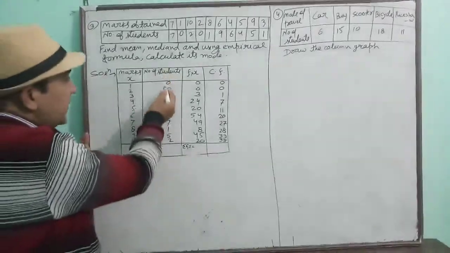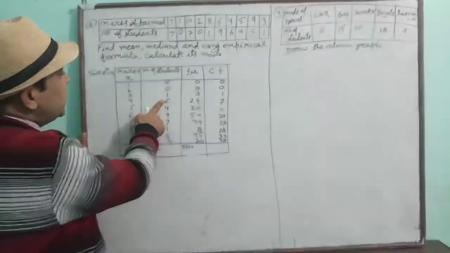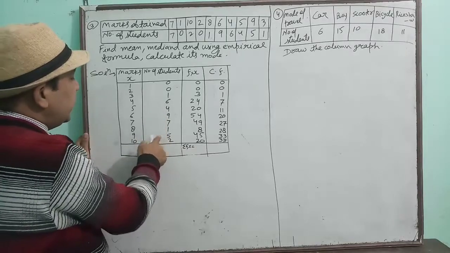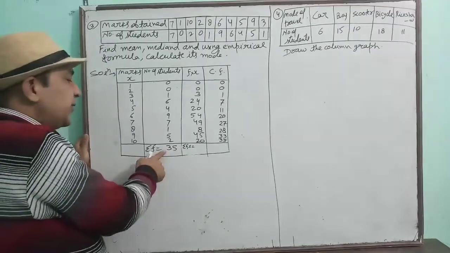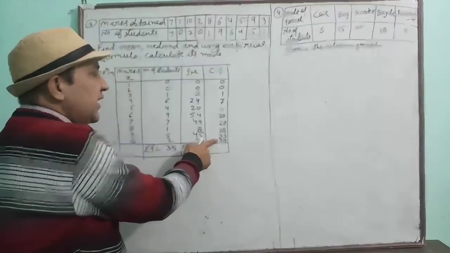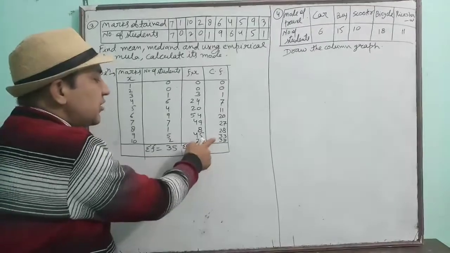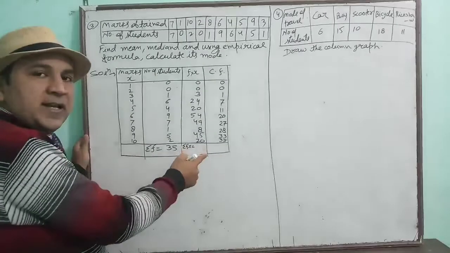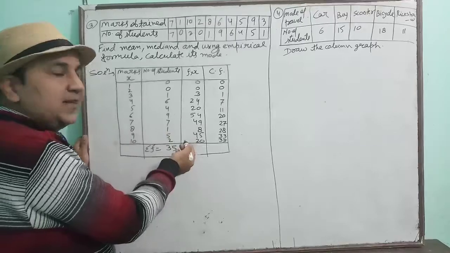Now we have to find the addition of the number of students. 1 plus 6, 7, 4, 11, 9, 20, 7, 27, 1, 28, 5, 33, 2, 35. See children, the sum of the frequency must be equal to the last term of cumulative frequency, because this is also actually the total of the frequency. If both are not the same, it means you have done some calculation wrong. So be careful at this point.